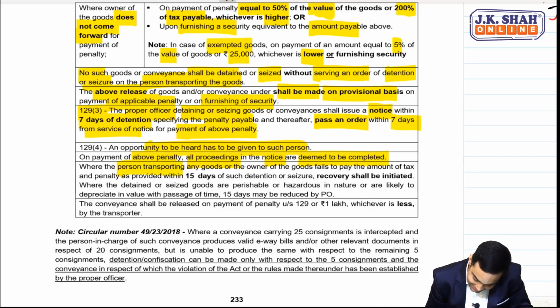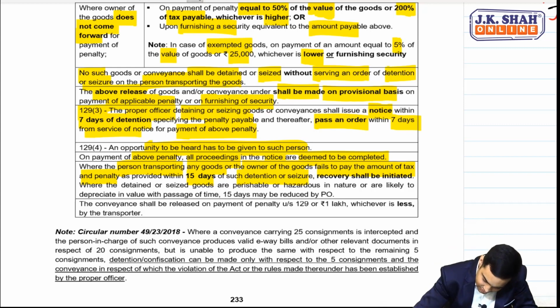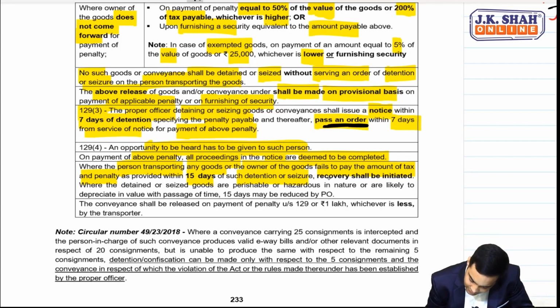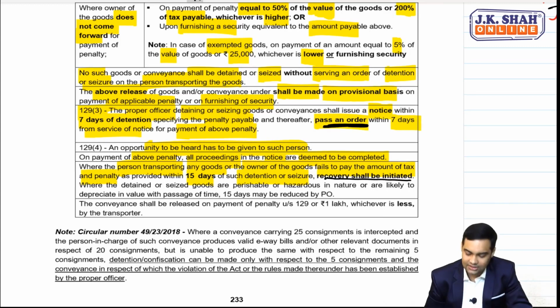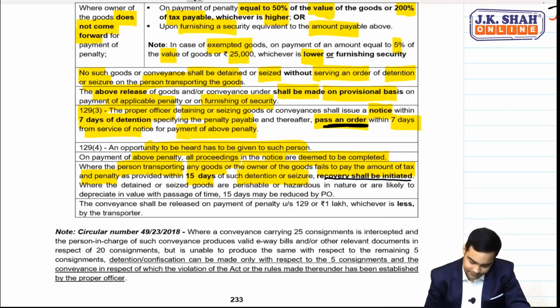Where person transporting any goods or the owner of the goods fails to pay the amount of tax and penalty within 15 days of such detention or seizure. See, here the 15 days will start from receipt of the order. Which order, sir? This order. From this order, 15 days time you get to pay. And if we don't pay, recovery shall be initiated. Recovery proceedings and one procedure is given. I will show you, that's also an amendment.